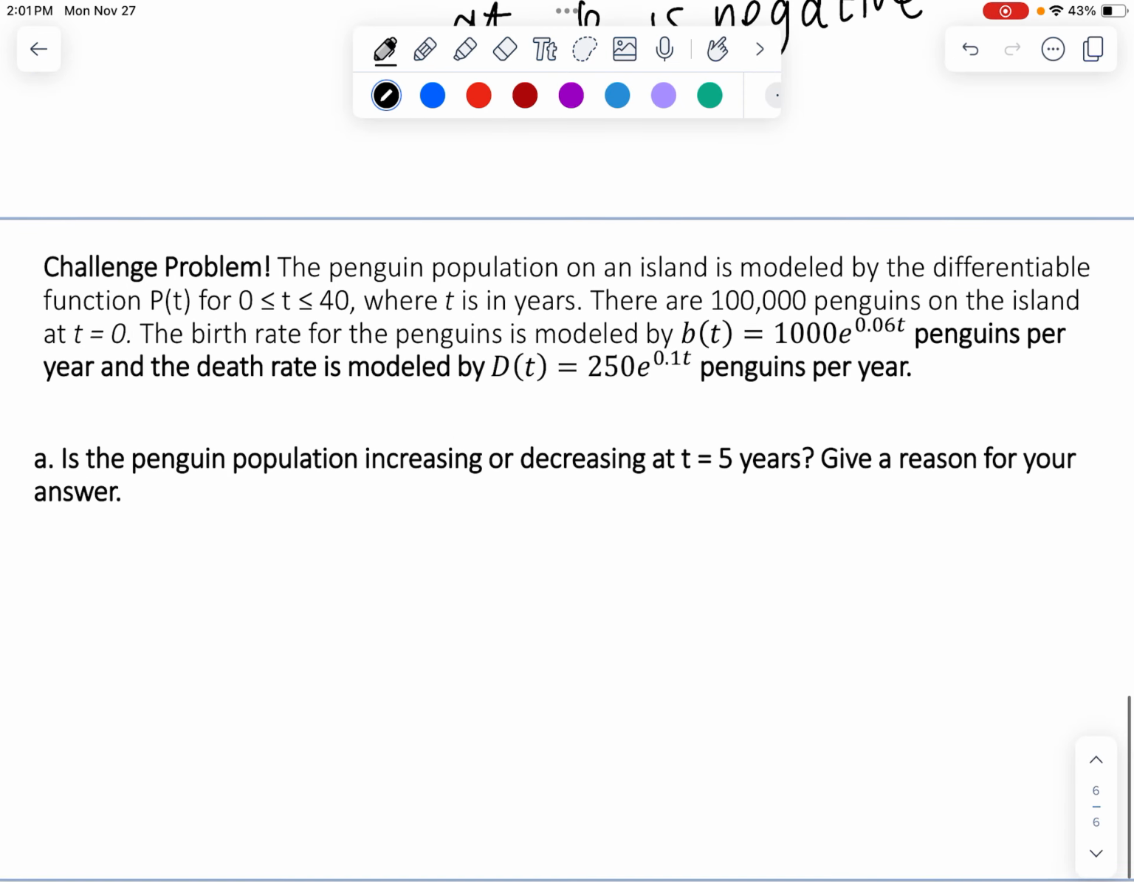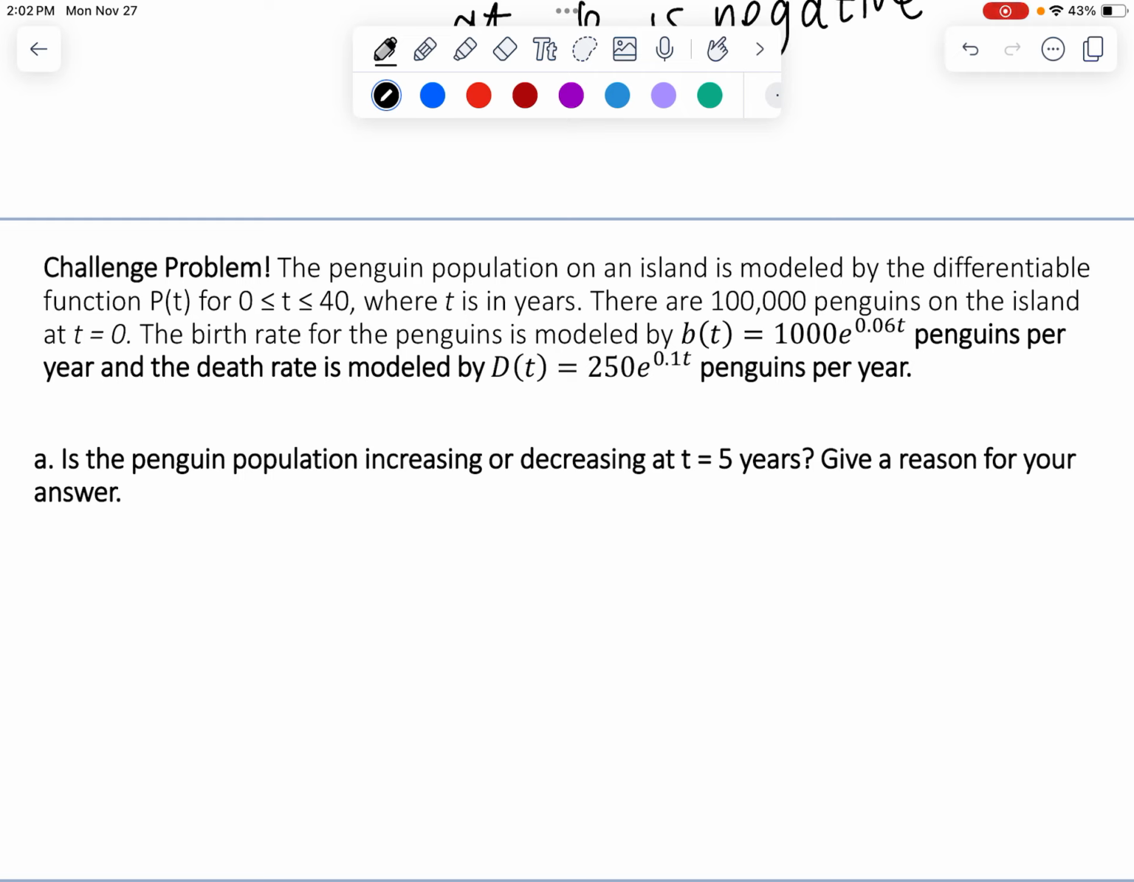Last problem, it says challenge, but this one's actually not that bad. It's not as bad as you think it is. So it says the penguin population of an island is modeled by the differentiable function p of t for 0 is less than or equal to t, which is less than or equal to 40, where t is in years. There are 100,000 penguins on the island at t equals 0. The birth rate for the penguins is modeled by b of t equals 1,000 e to the 0.06 t penguins per year, and the death rate is modeled by d of t equals 250 e to the 0.1 t penguins per year. That's a mouthful. Is the penguin population increasing or decreasing at t equals 5 years? Give a reason for your answer.